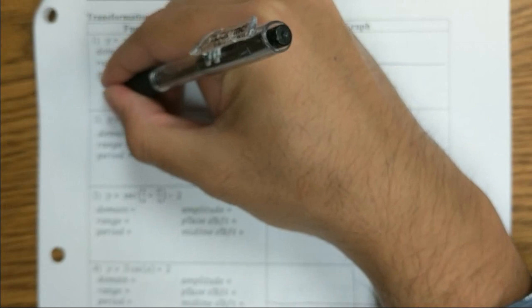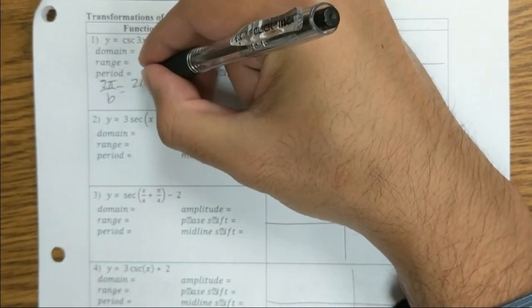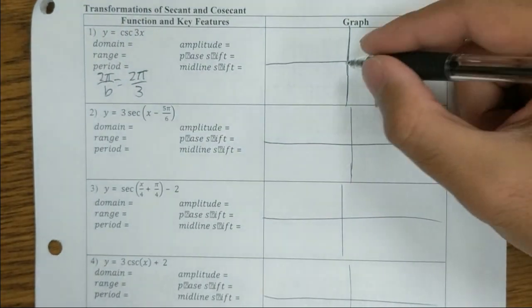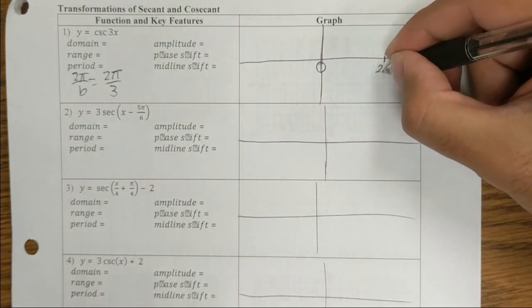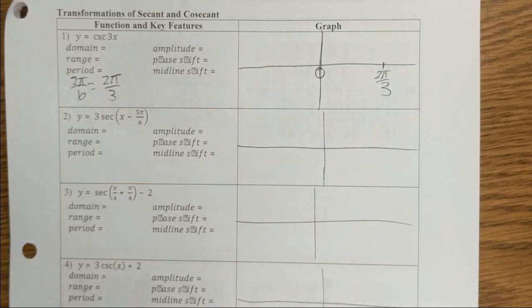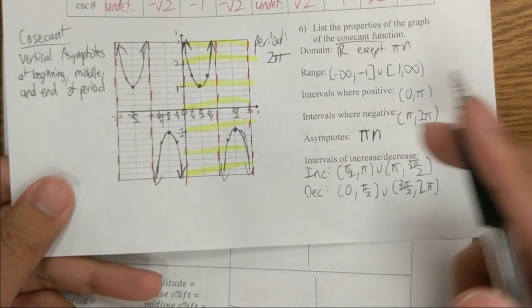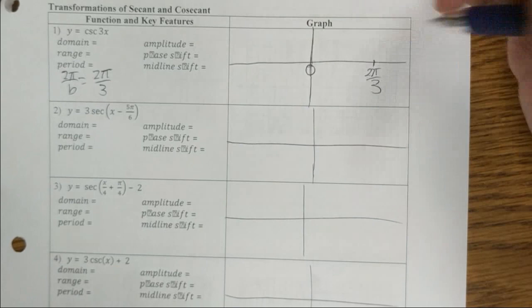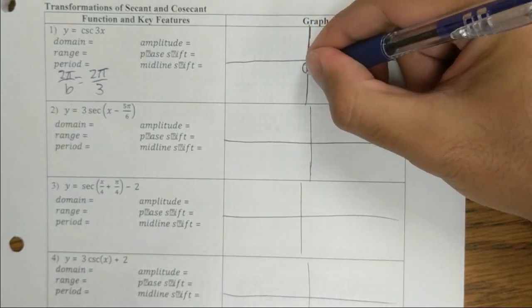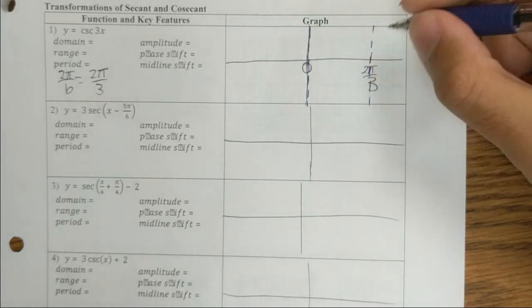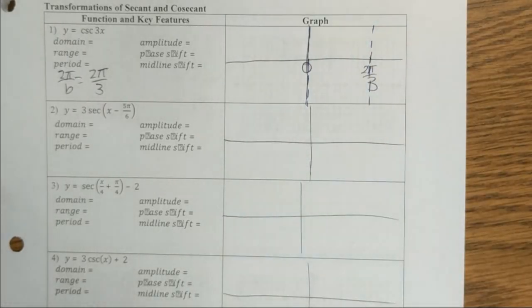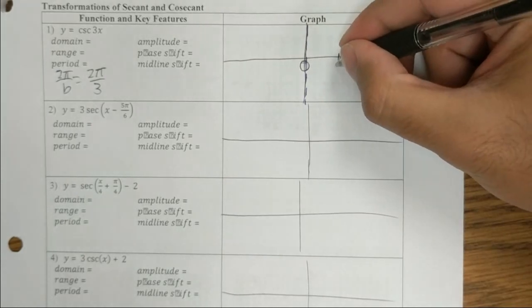So 2 pi over b, and b in this case is 3. Okay, so if I consider the period to start at 0, it will end after 2 pi over 3 additional units. Okay, and again, for cosecant, the vertical asymptotes are at the beginning, middle, and end of the period. So I put a vertical asymptote at the beginning, the end, and then halfway in between 0 and 2 pi over 3, which is pi over 3.